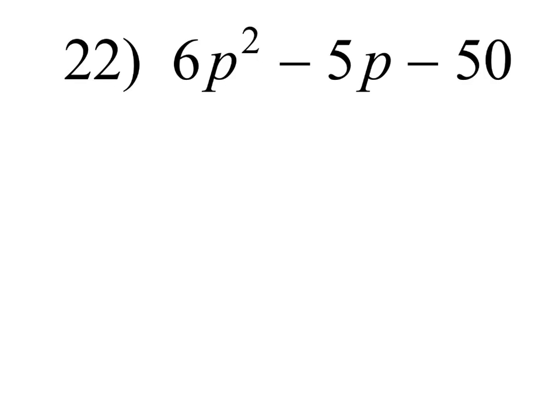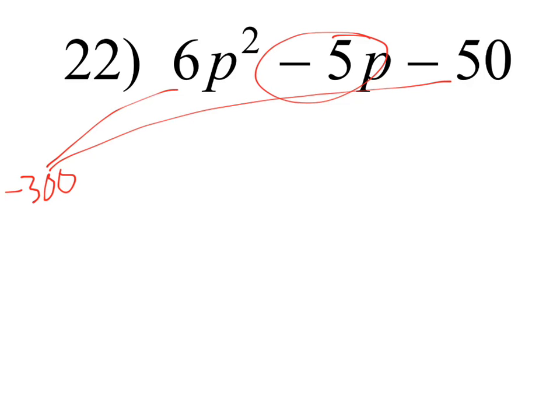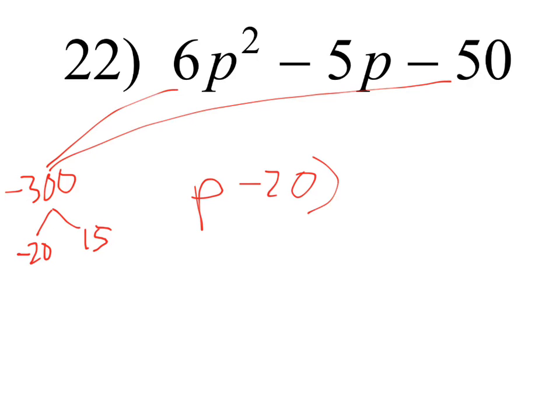And then moving on to number 22. These ones, they're not all divisible by 2 or 3, and so we're going to have to just multiply these right away. You'll get negative 300, and now we figure out what factors of that give you negative 5, which will give you negative 20 and positive 15. So we'll do p minus 20, and then p plus 15. That's a plus, I swear.